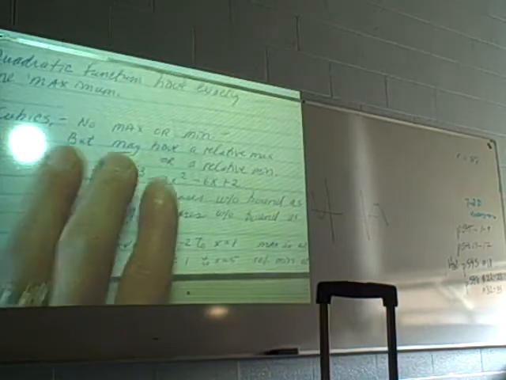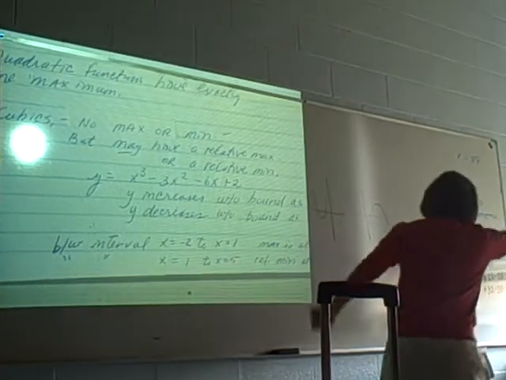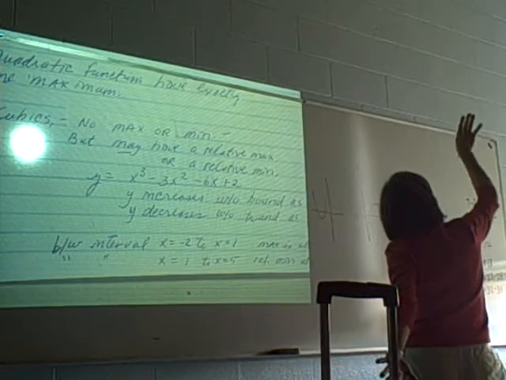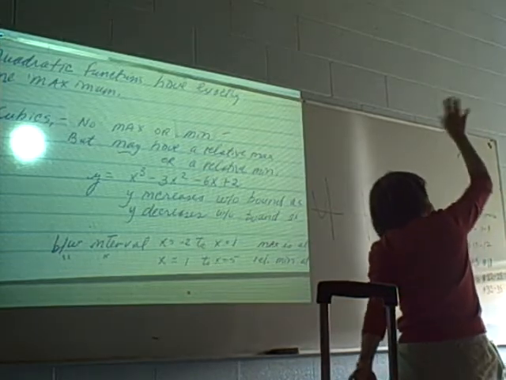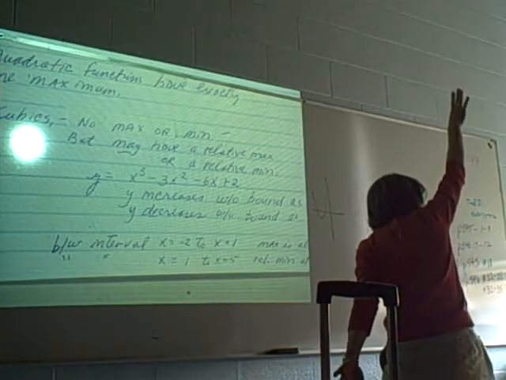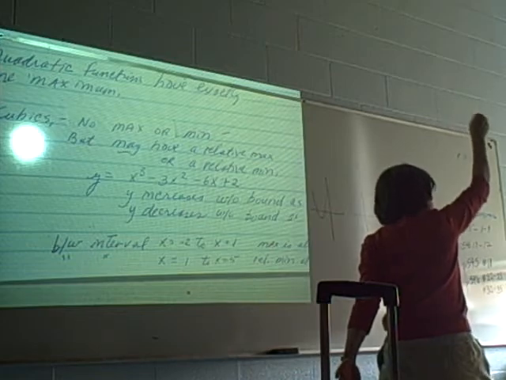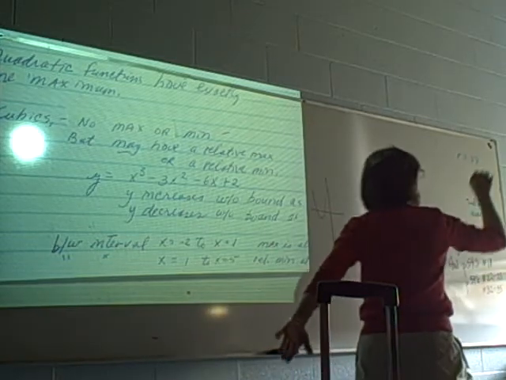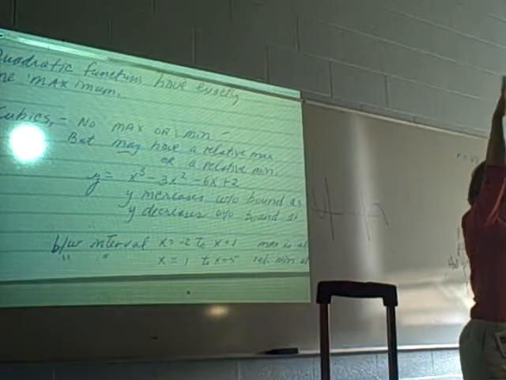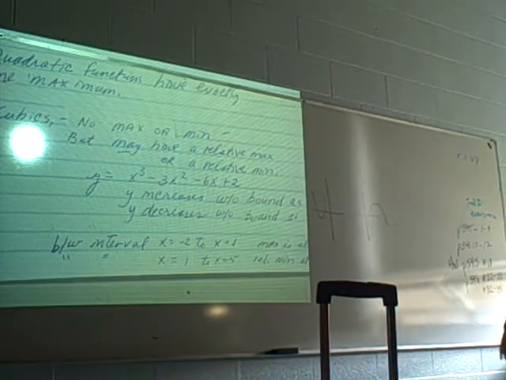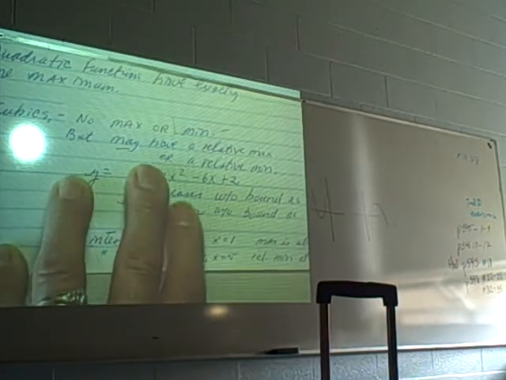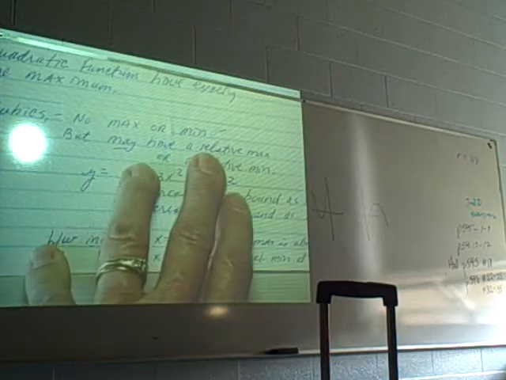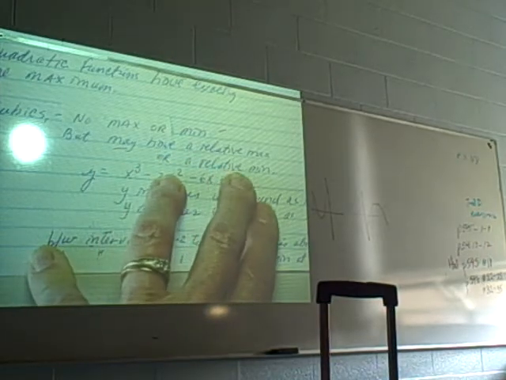Because what do they look like? They look like an X. Is that value going to just go up? It's going to continue to go up. And is it going to continue to go down? So there's no absolute max or min, but it may have what we call a relative max or a relative min.